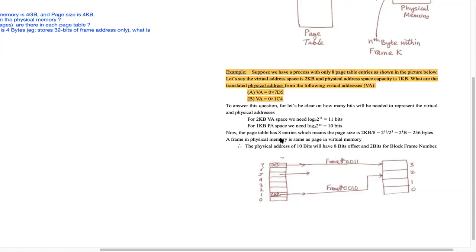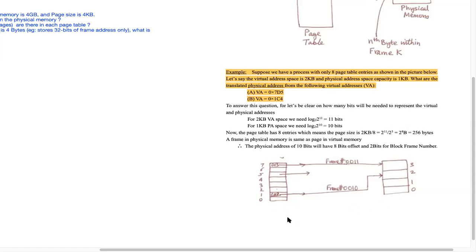And a frame in physical memory is the same as a page in the virtual memory. That means your frame size on physical memory is also 256 bytes. If your frame size is also 256 bytes, then how many frames can you store in this physical space? 1 KB divided by 256 bytes, which is 4. Hence, we see 4 page frames.